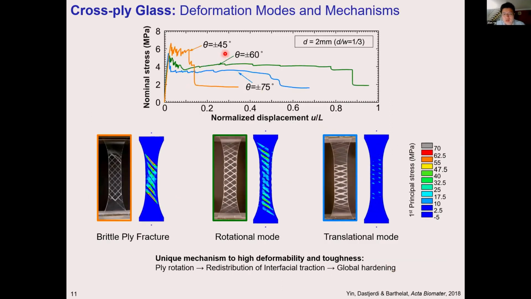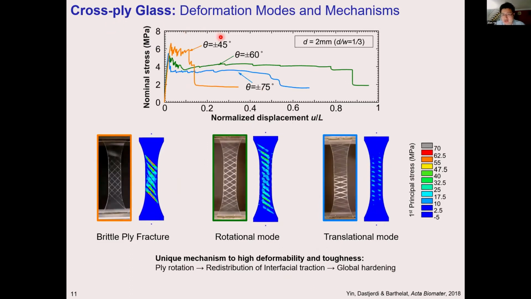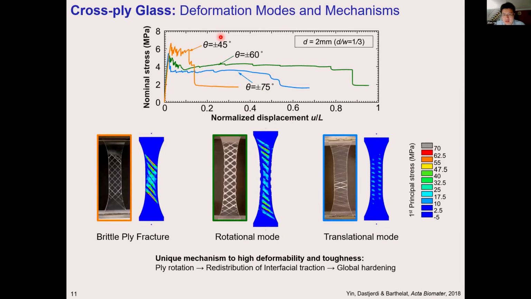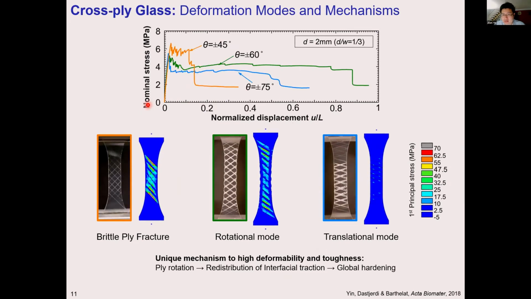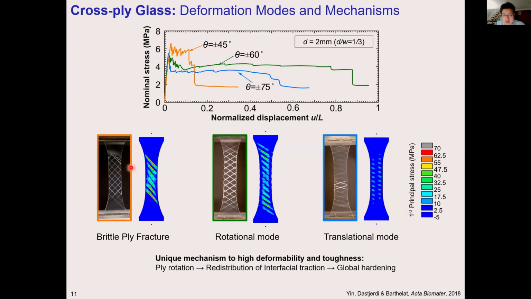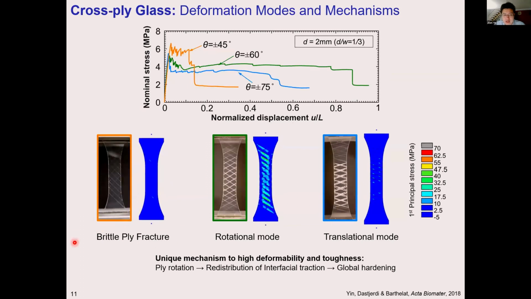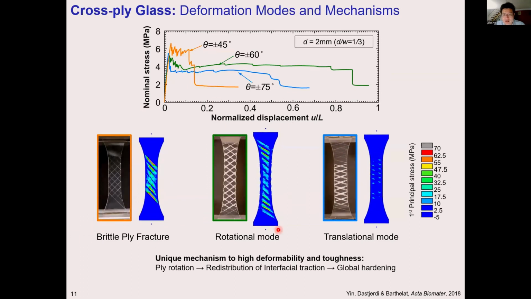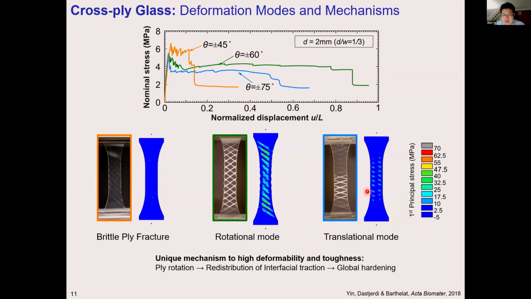Here we want to identify different deformation modes and what kind of mechanism is dominant in certain configurations. So we varied both the ply angles and ply width, and we found that the ply angle is the most important parameter. As you can see, relatively low ply angles lead to brittle ply fractures, and higher ply angles lead to a translational sliding mode, as you can see here.